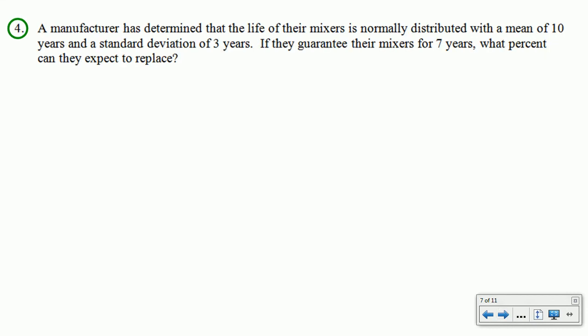I'll leave number 4 for you to do on your own as well. Just note that any mixers that last between 7 and 10 years need to be replaced.